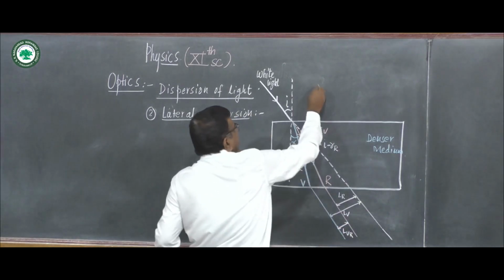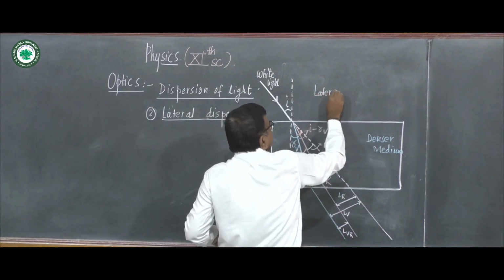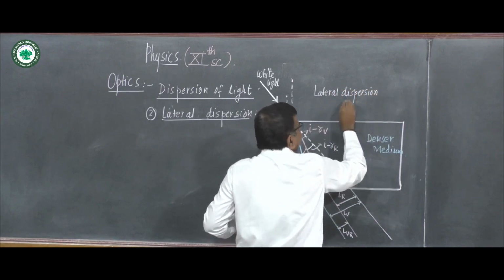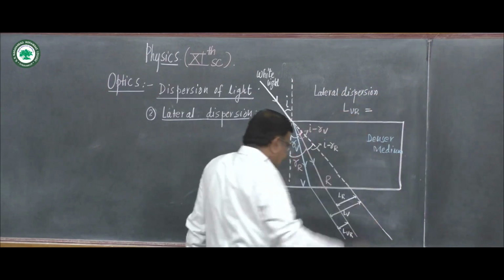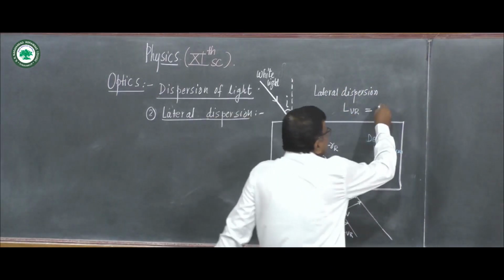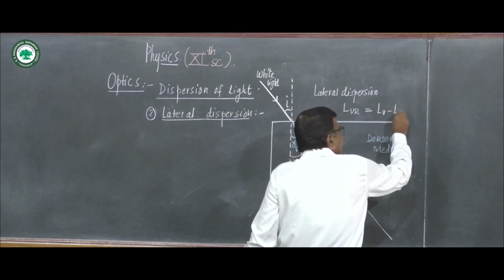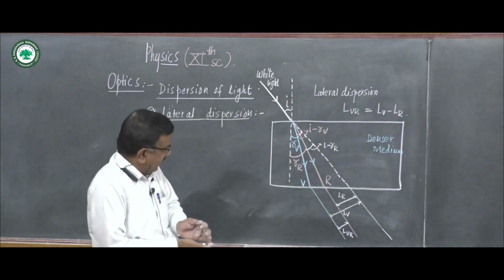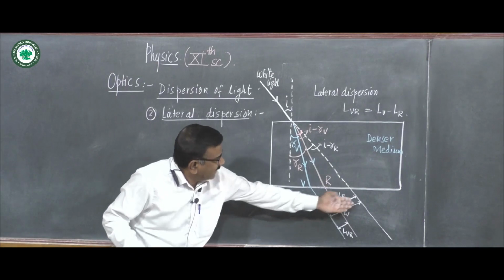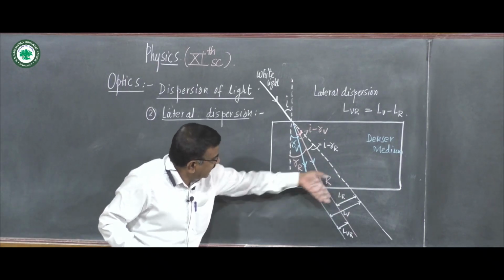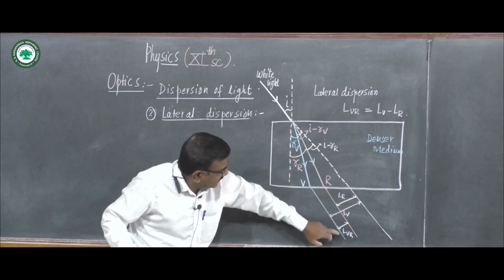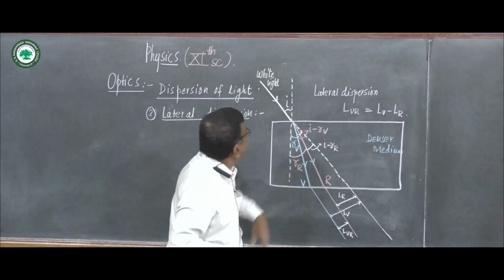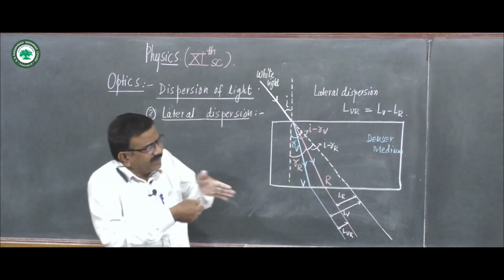and this lateral dispersion LVR is equal to LV minus LR. This is LR. The red ray is laterally displaced, the violet ray is laterally displaced, so LVR is LV minus LR, and this is the lateral dispersion. It means the rays are laterally dispersed.